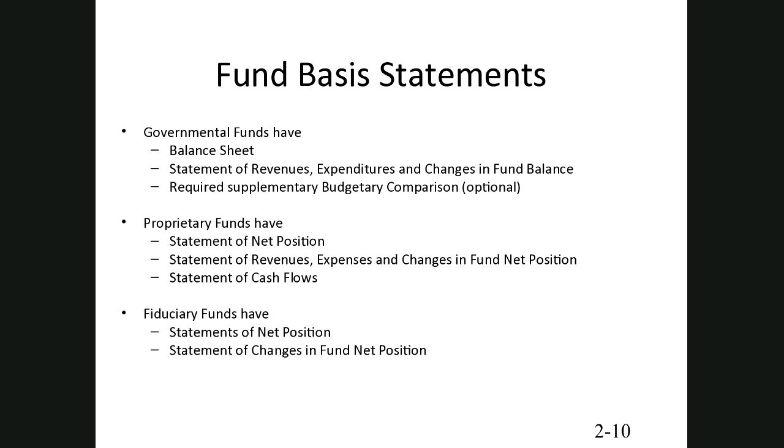Then for proprietary funds, you have three core statements, and this should look relatively familiar to you. The statement of net position, which is like a balance sheet; the statement of revenues, expenses, and changes, and notice expenses versus expenditures in governmental funds; expenses and changes in fund net position; and then a statement of cash flows, which is something you're familiar with. Those are the three statements for proprietary funds.